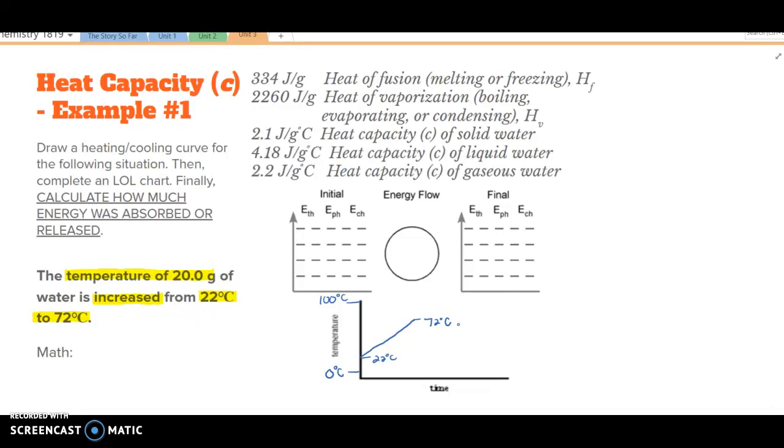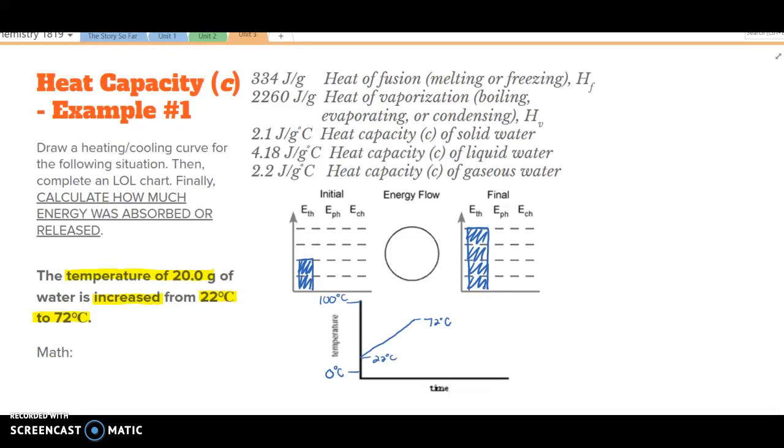So to correctly identify what's happening in our math, we want to create our LOL diagram. We know based on our graph that in our LOL diagram, we're going to have a change in thermal energy because we had a change in temperature. So we're going from room temperature, which we represent as about 2 bars of energy, up to hot at either 4 or 3 bars. Whatever you do, we want to make sure we show an increase in thermal energy because we're increasing the temperature.